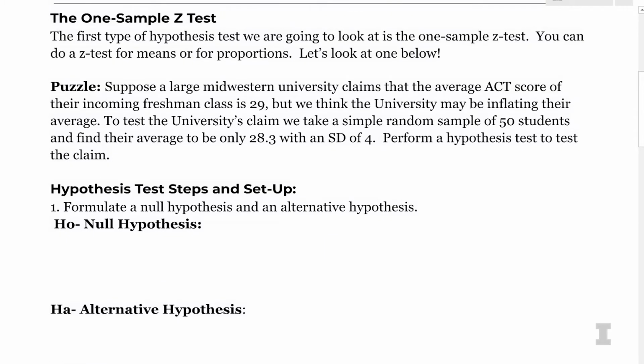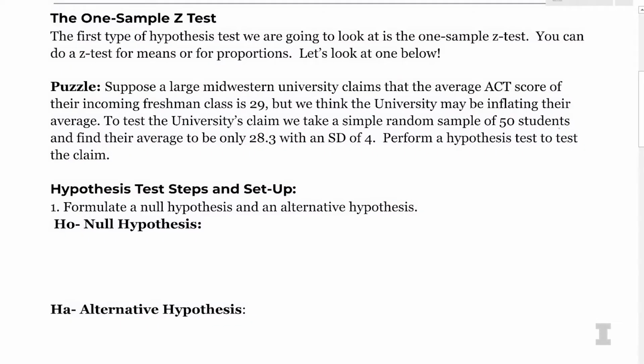So our puzzle that we are going to be working through says, suppose a large Midwestern university claims that their average ACT score of incoming freshmen is 29. But we think the university might be inflating their average, or saying that it's higher than what it actually is. So we could test this claim. Ideally, we would ask every single student at that university what they got on the ACT and find the average, but that's difficult. So instead, we're going to take a nice random sample of 50 students, and we get these sample statistics. It says that the average is 28.3 and the SD is 4 for our 50 students.